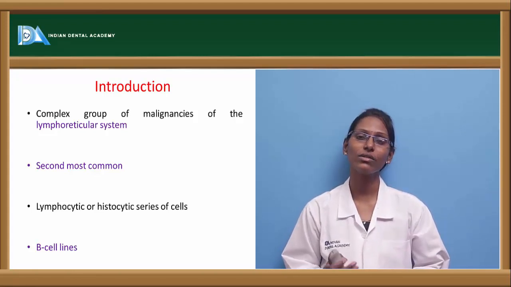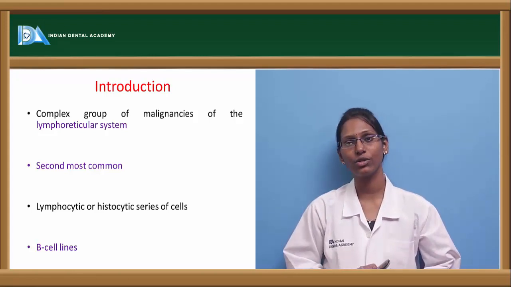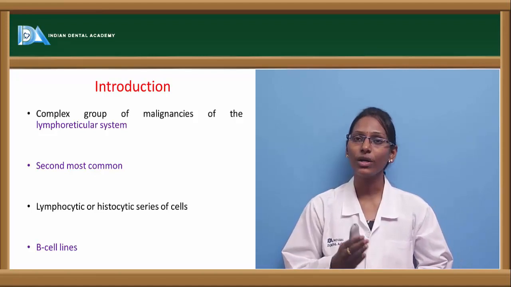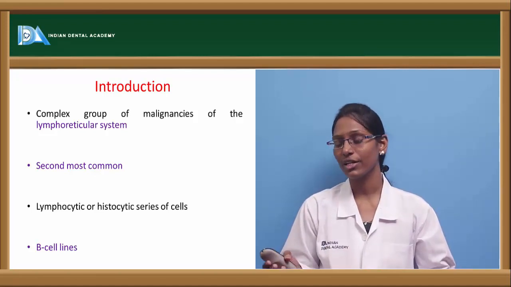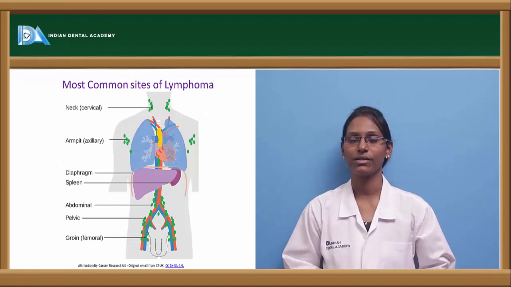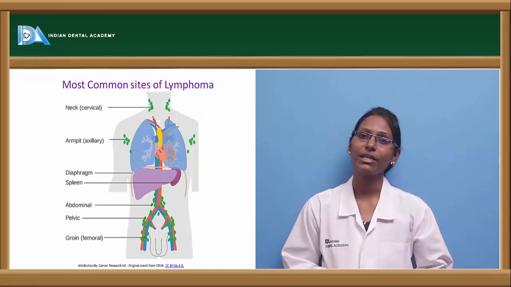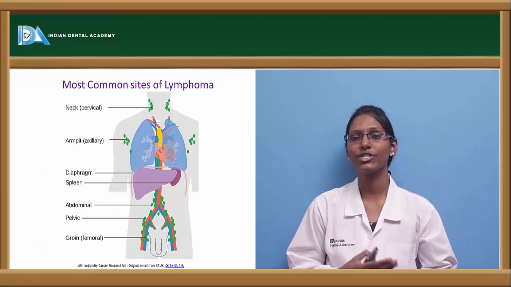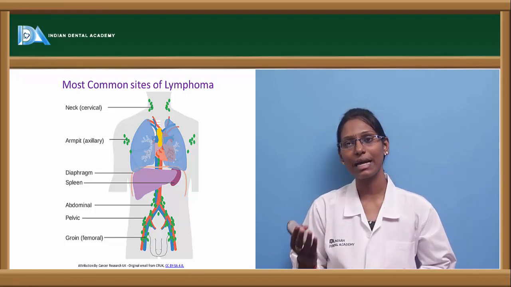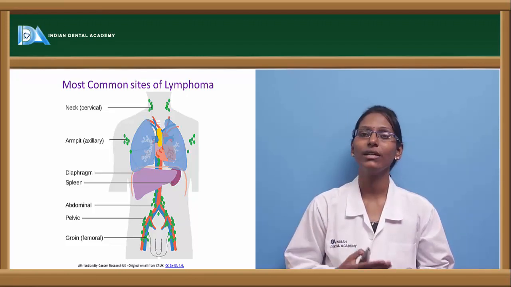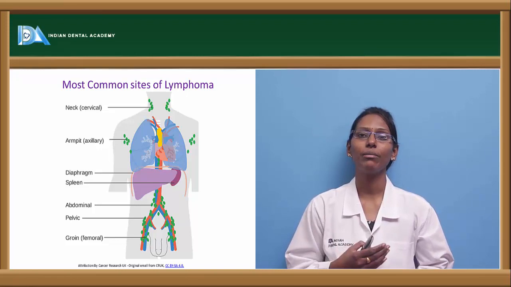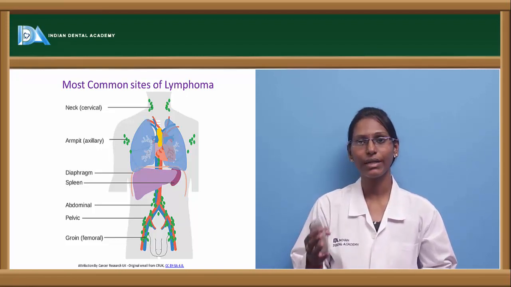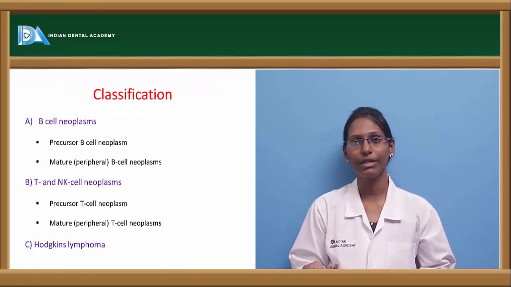However, T cells and also natural killer cells can also be involved in case of lymphomas. Lymphocytic or histiocytic series of cells are usually involved. The most common sites of lymphomas include the neck, that is the cervical region, the armpit region, that is axillary, diaphragm, spleen, inguinal, pelvic, and abdominal regions, which are the common lymph nodes involved in lymphomas.